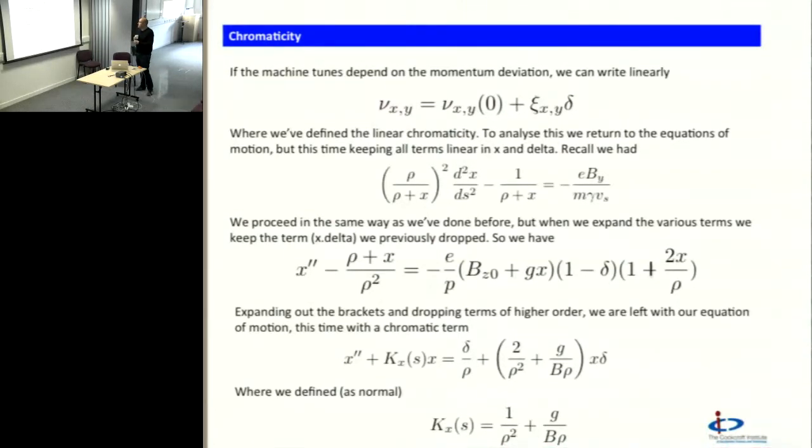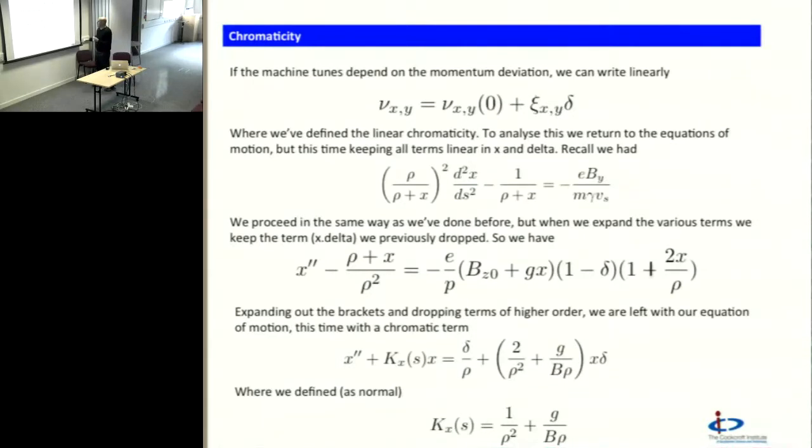To analyse this, we turn to the equations of motion, but now we don't chuck away terms which are x times delta. We're going to keep them. We did that before. So again, we play the same game that we played for the dispersion. We have this, we derived this, and we looked at it last time. Do you remember, we wrote this as p times 1 plus delta, expanded that binomially, expanded this term, and so on, and we kept the driving term, which was delta over rho. Now we're going to keep an extra term, x times delta.